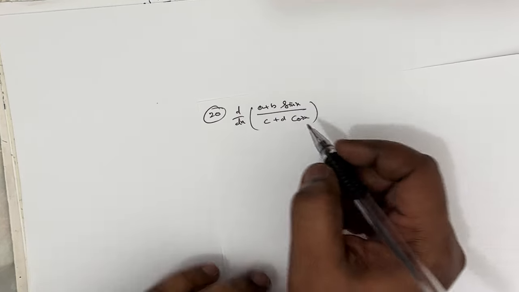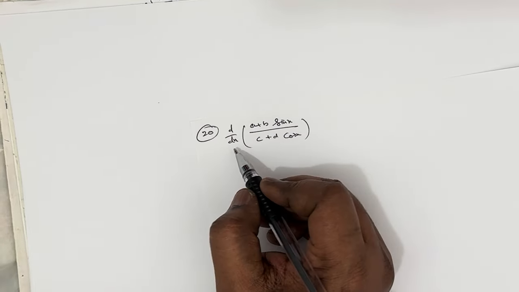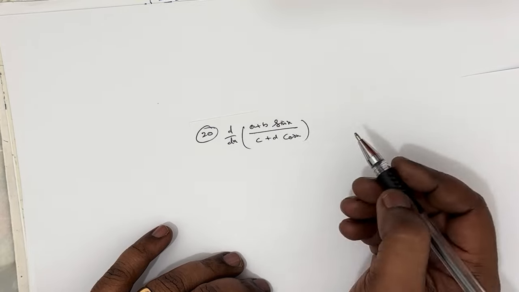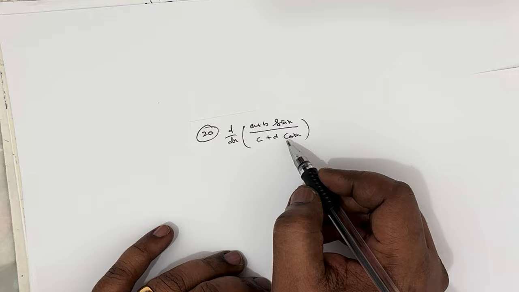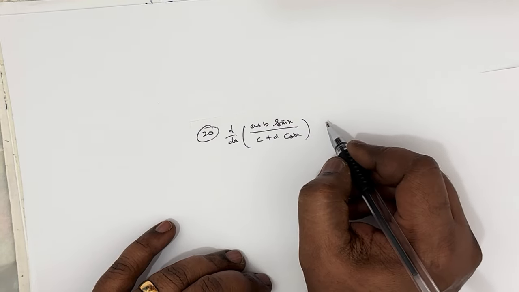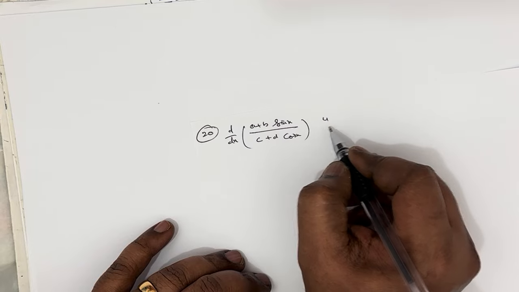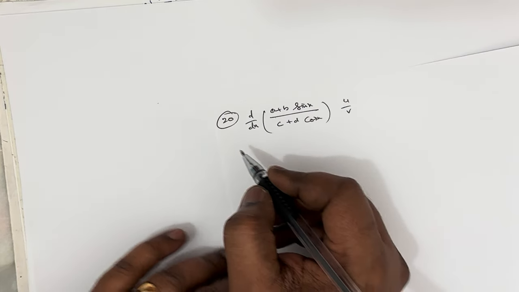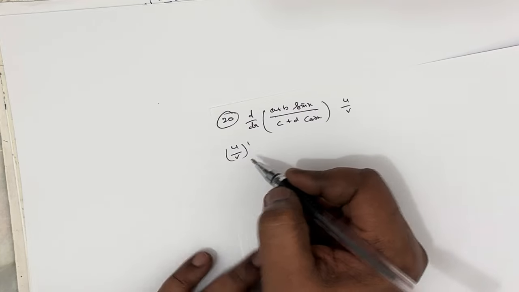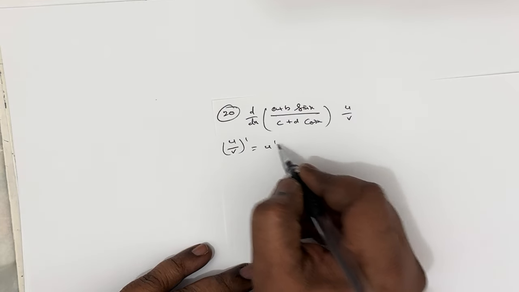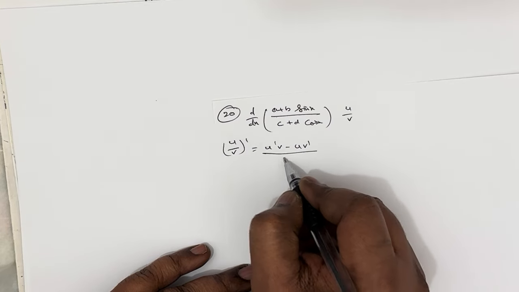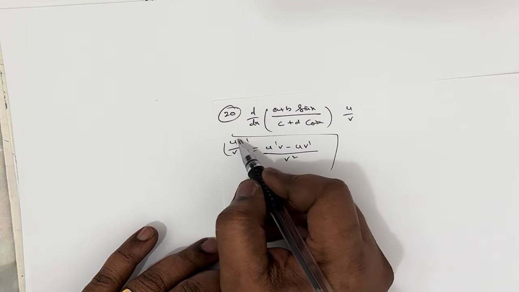Okay, let's do the 20th one. That is the derivative of (a plus b sin x) upon (c plus d cos x). Now this is again in the quotient form, or the division form. So you can assume this to be u and this to be v, so you can take (u upon v) whole dash. The derivative of u upon v is (u dash v minus u v dash) upon v squared. We'll use this formula.